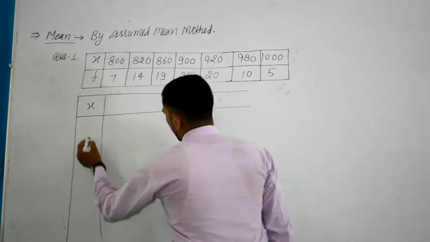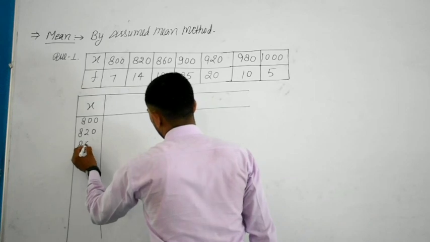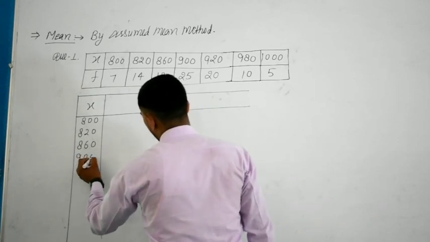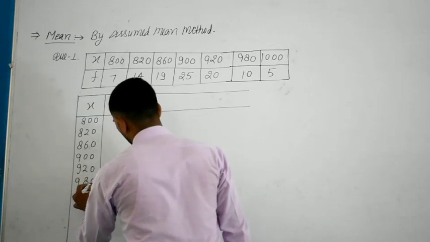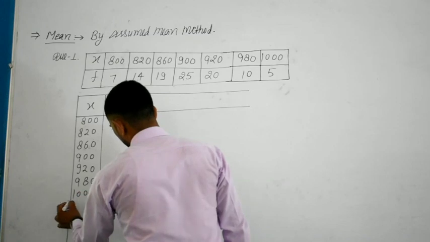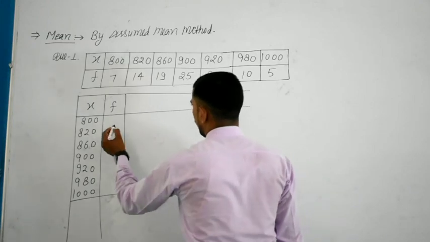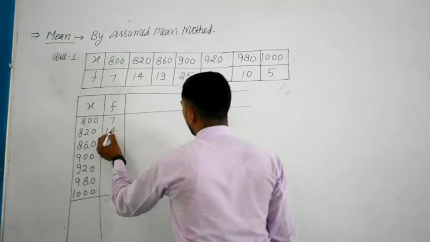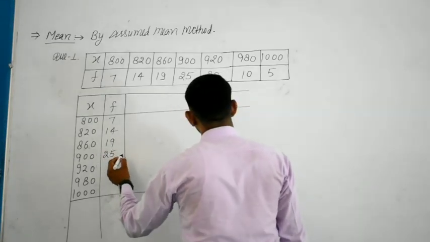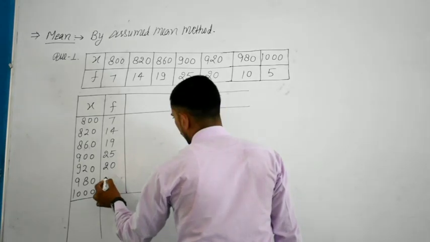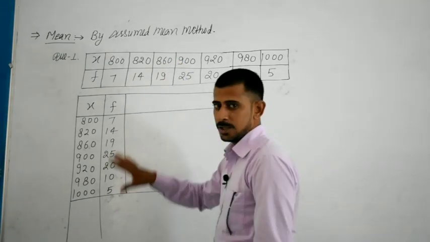x: 800, 820, 860, 900, 920, 980 and 1000. Class marks x and frequency f are given. f is 7, 14, 19, 25, 20, 10 and 5. These values are given in this question.